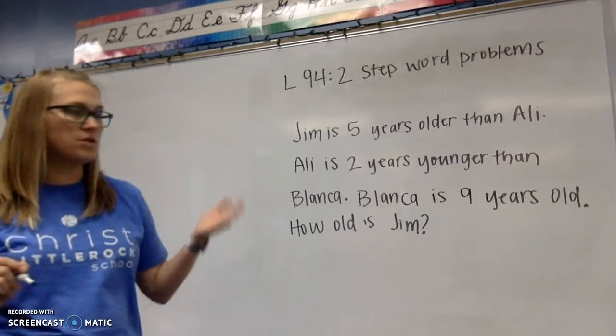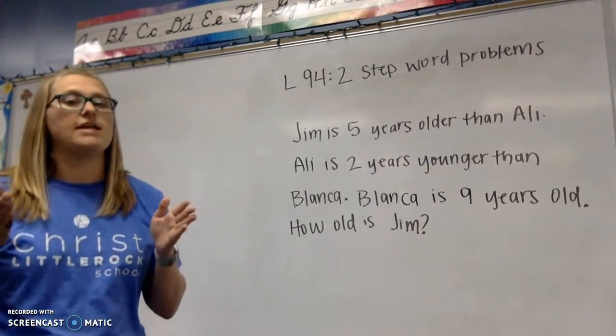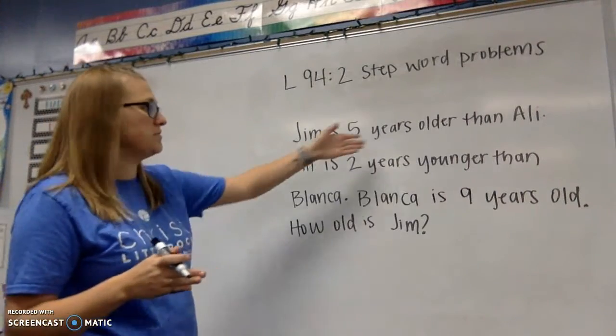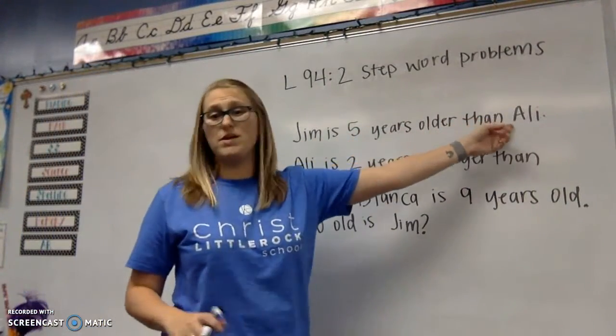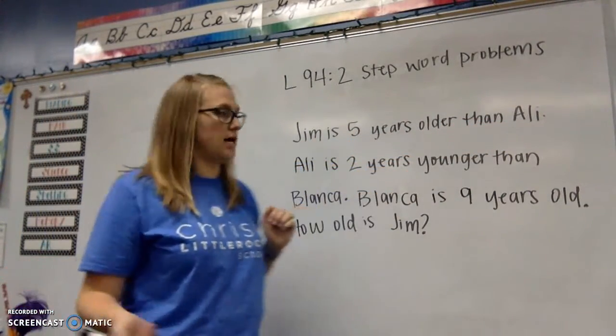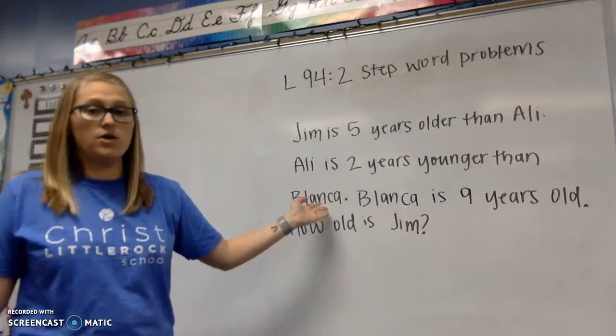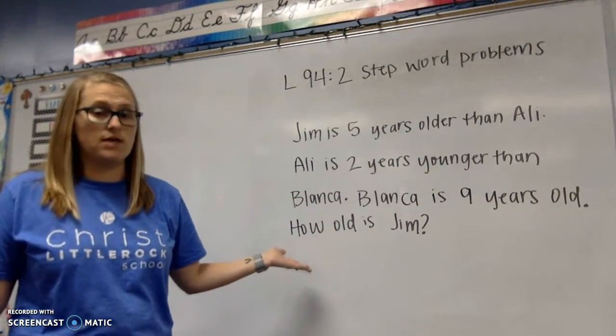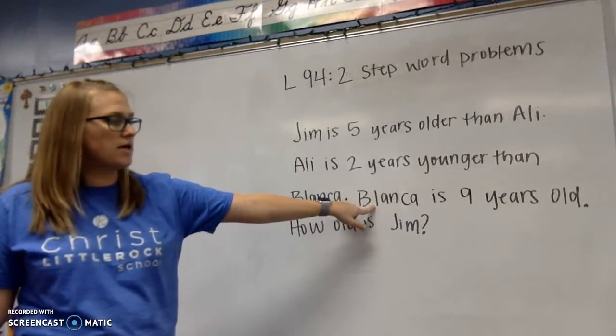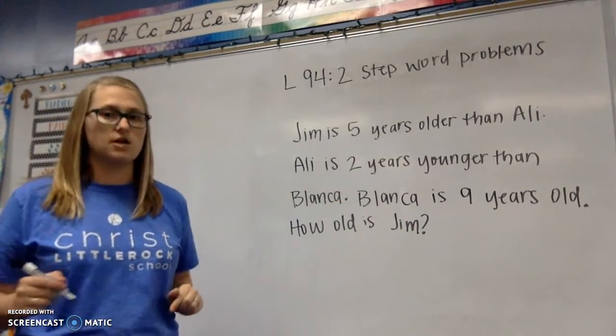So, I'm going to look for the sentence that gives me an absolute fact. Jim is 5 years older than Allie. We don't know how old Allie is yet, so we can't use that. Allie is 2 years younger than Blanca. We don't know how old Blanca is yet, so we can't use that. So now if we look, Blanca is 9 years old. We have a starting place.